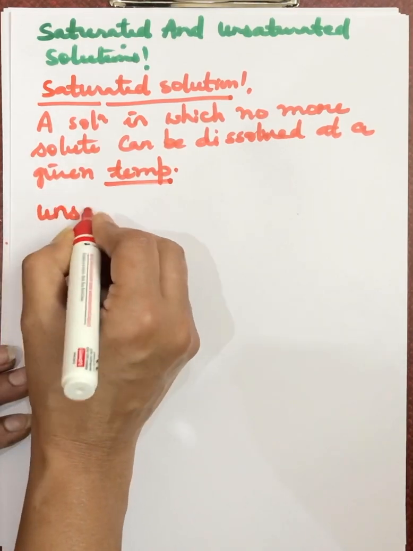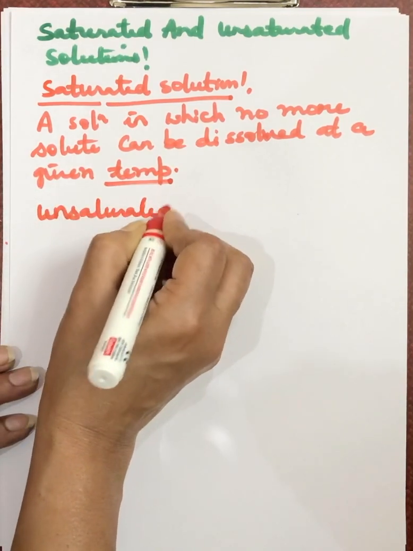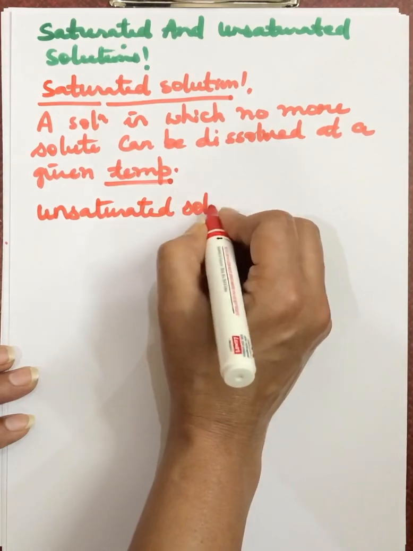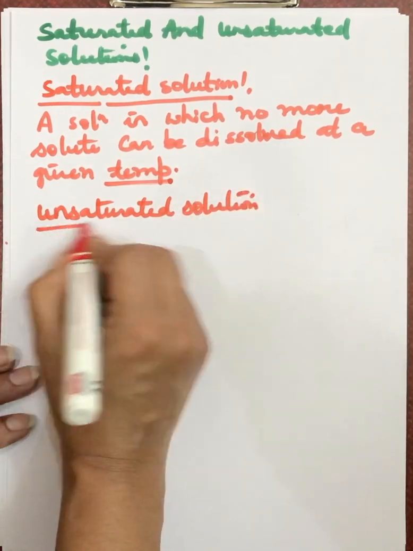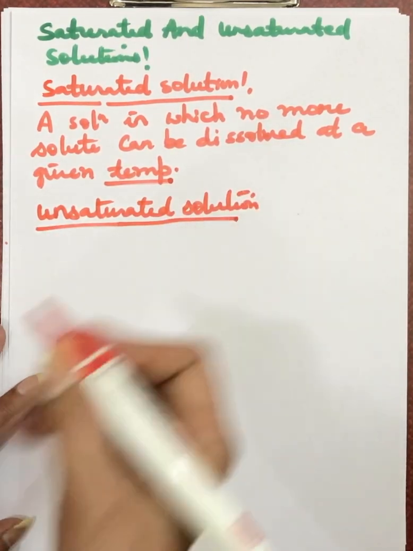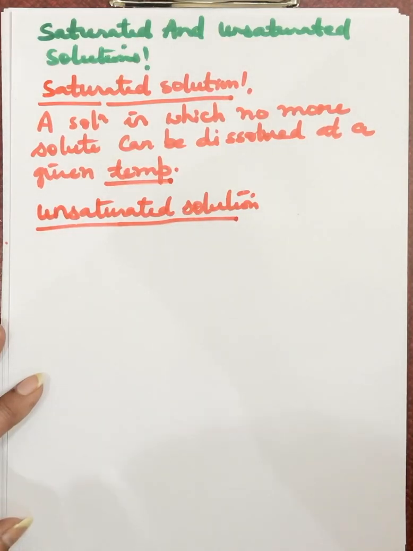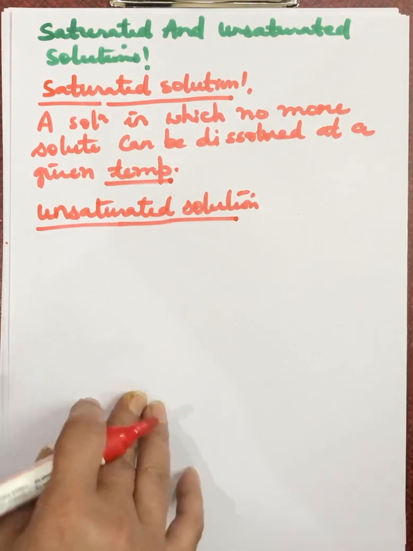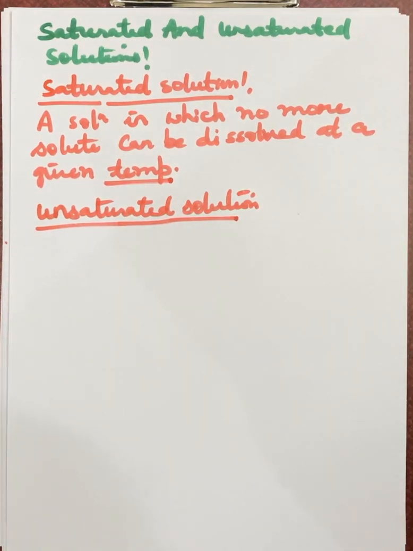Now from this only we can write a definition of unsaturated solutions. Now which solution is unsaturated? In which some amount of solute can be dissolved, in which more of the solute can be dissolved at a given temperature, is called unsaturated solution.